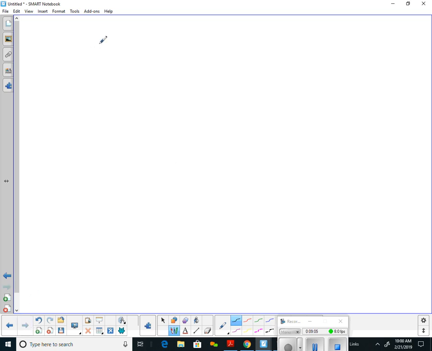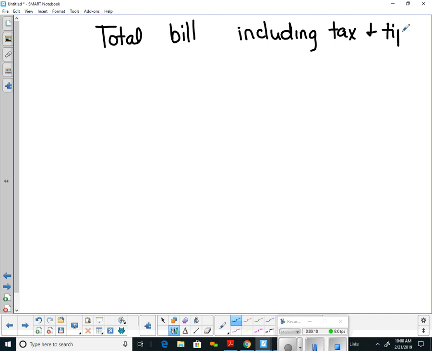Now, I want to do one that we want to find the total bill including tax and tip. So we're going to a restaurant and let's say that we spend $25.12. Okay, let's say that our tax rate is 4.5% and we want to tip 10%. Okay, so I have to do two things separately and then my final would be to add everything together.